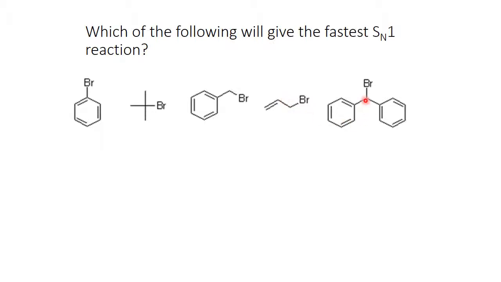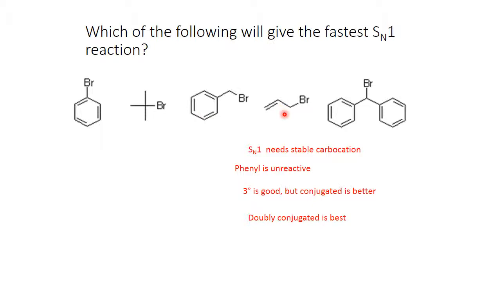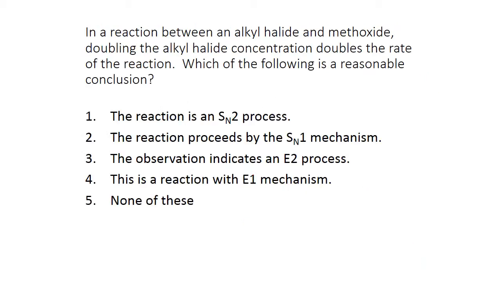If I look at this, it is secondary, and it's got two pi systems attached. The fastest one is going to be the most stable carbocation. The phenyl, of course, is unreactive. Tertiary is good, but the conjugated is better, and this doubly conjugated is best of all. So that one would react the fastest.